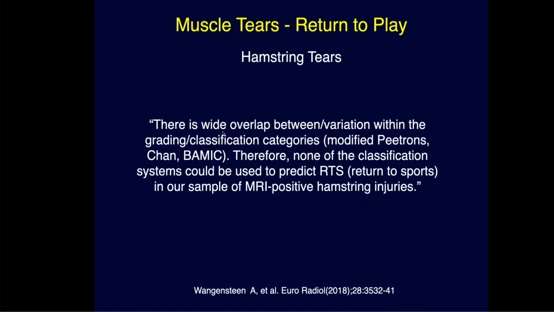What they found is there was a wide overlap between variations within the grading classification categories of all three. Therefore, none of the classification systems could be used to predict return to sports in their sample of MRI-positive hamstring injuries. So they felt that you could detect the injuries, but that the grading really did not correlate with return to play. So that was the first paper.